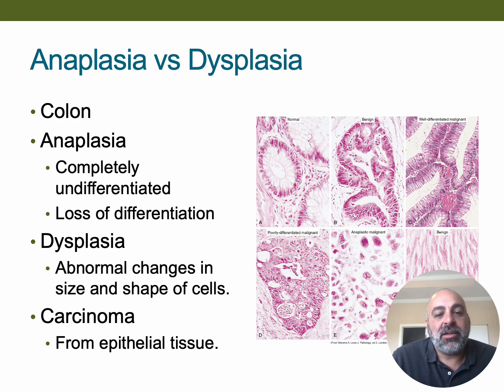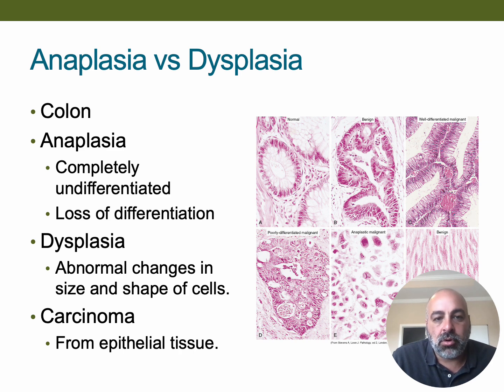Okay, anaplasia versus dysplasia. Anaplasia is bad, real bad. Undifferentiated: when the cells don't mature and look like normal cells, that is a problem. Dysplasia, we're starting to change, okay? We might be able to come back from it, right? And then carcinoma, that just means arising from epithelial tissue.